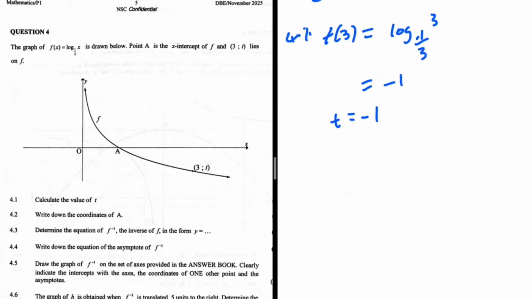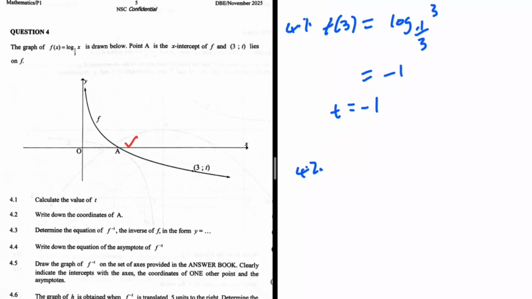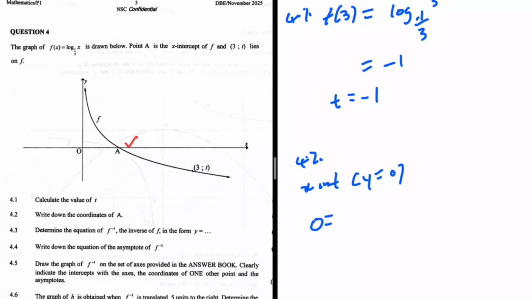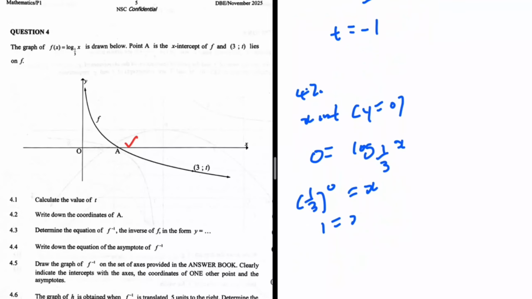Okay, 4.1. Let's take a look at 4.2. Write down the coordinates of A. Why does the question say write down? Is it that easy to see? What is happening? What is special about A? A is the x-intercept of f. So for the x-intercept, we know that y equals 0. So 0 equals log of x base 1 over 3. So 1 over 3 to the power 0 is equal to x. Any number to the power 0 is 1. So the coordinates of A are (1; 0). I think it's fine if the question says write it down and you calculate. I don't think that is too bad.